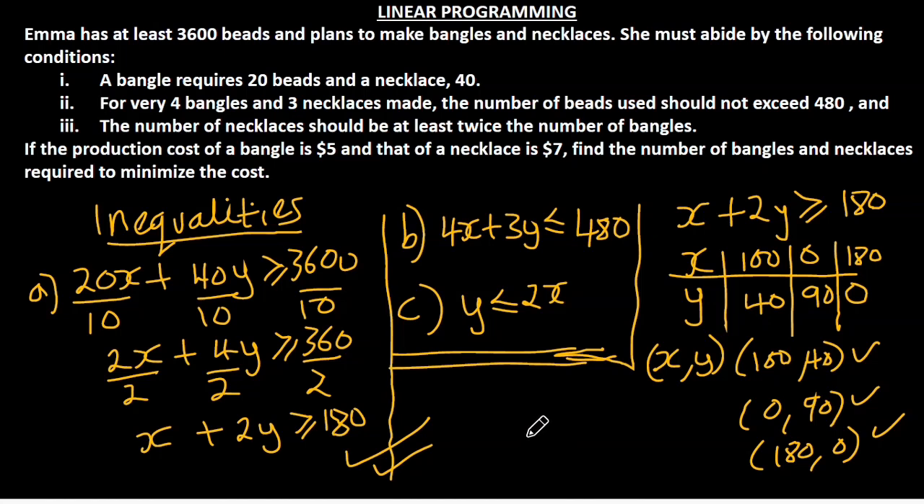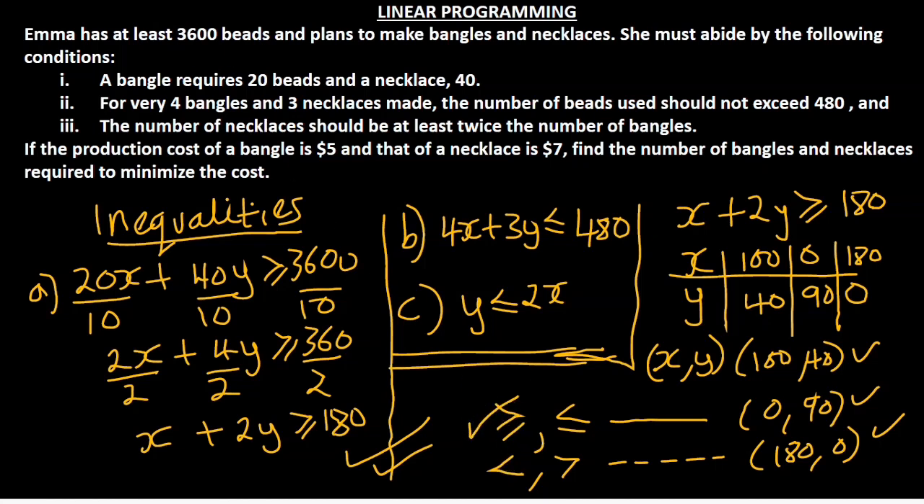Remember, which type of line are we going to draw? When we have these signs, greater than or equal to, less than or equal to, we are going to draw a continuous line. If we have the signs less than and greater than, then we are going to use a dashed line. But in this case, our line shall be continuous.